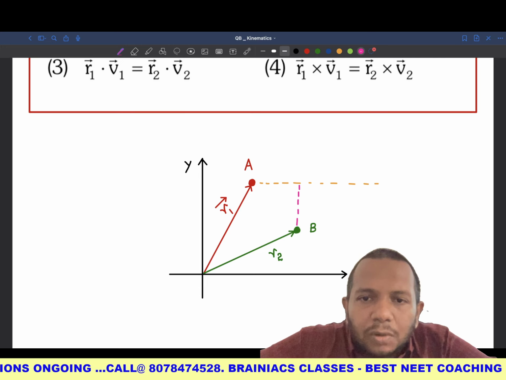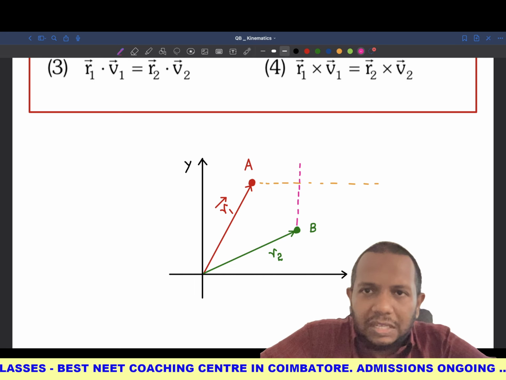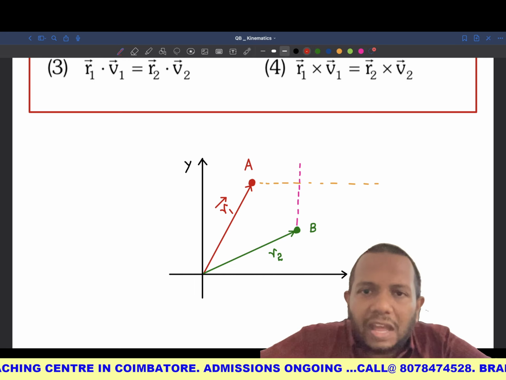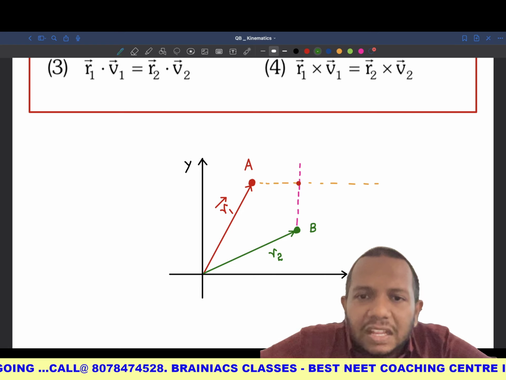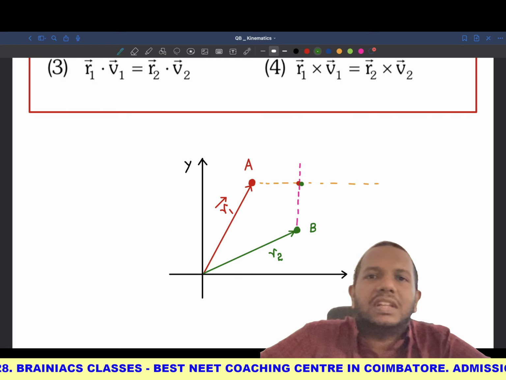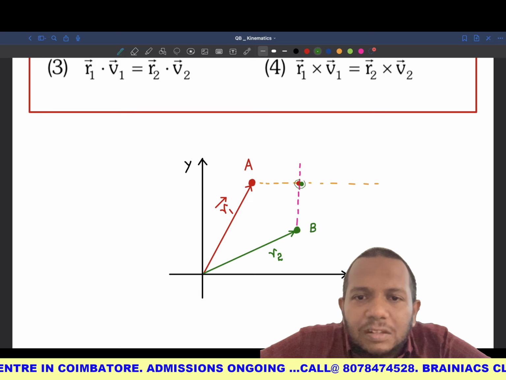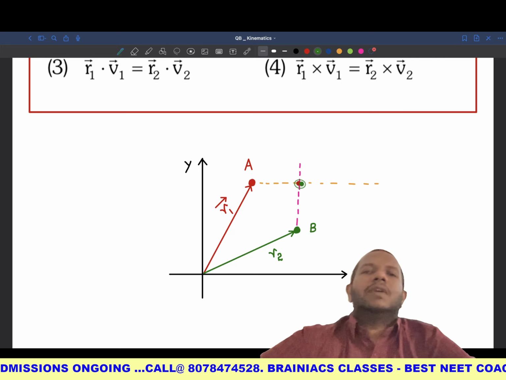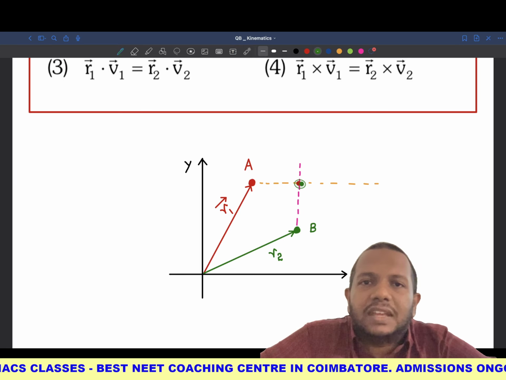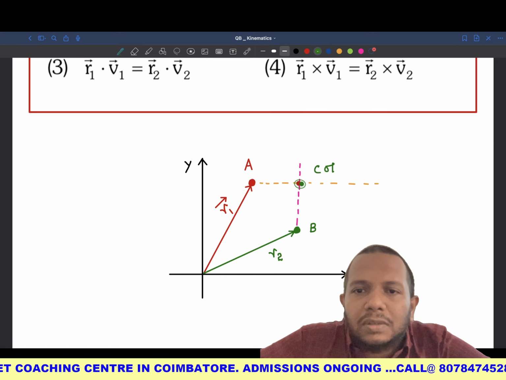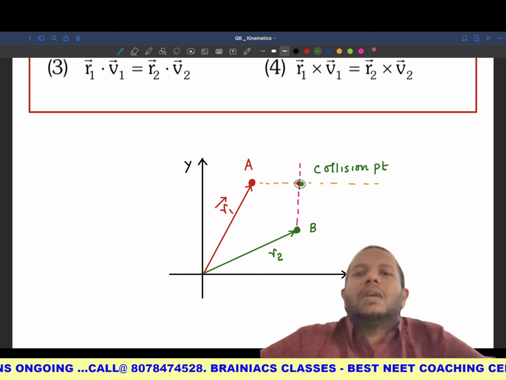We know that if these particles are moving in this and this direction, there is a possibility that at this point they will collide. Let me use red color here, and green color here. So what is the meaning of this? Can anybody tell? This clearly indicates that at this point they collide. I can write it here: this is my collision point.